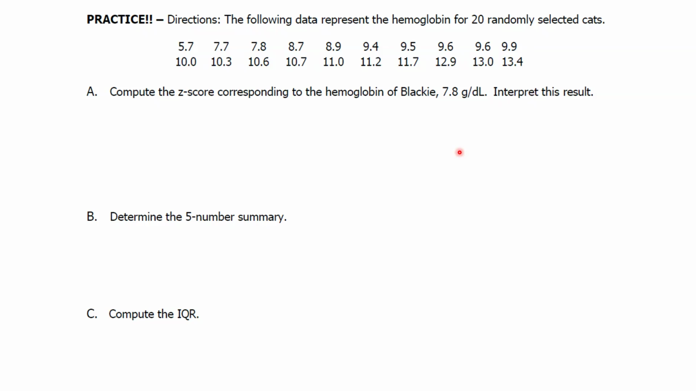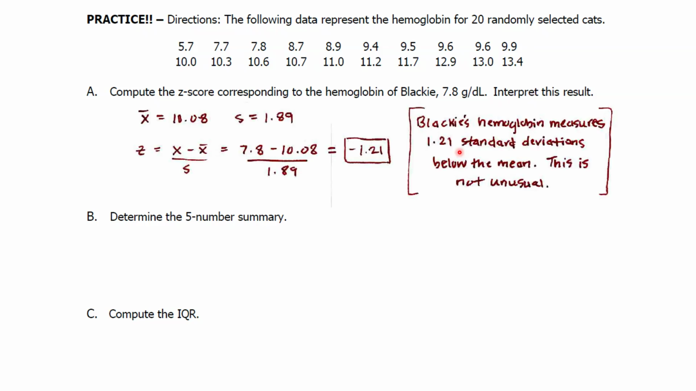So I have my sample mean and I have my standard deviation. I can now substitute them into the sample z-score formula. My x is going to be 7.8, giving me a z-score of negative 1.21. In interpreting this result, I can say that Blackie's hemoglobin measures 1.21 standard deviations below the mean. This is not unusual because it's within 2 standard deviations.